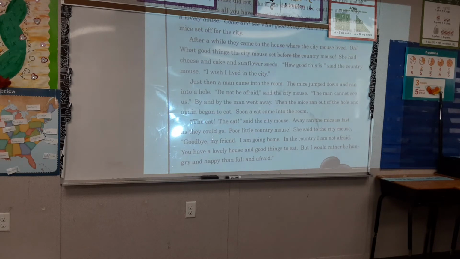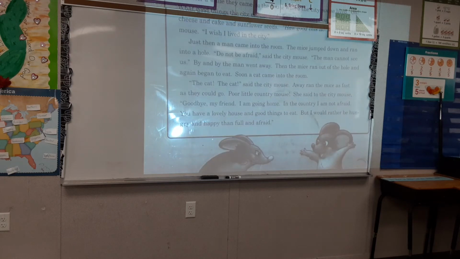Soon a cat came into the room. "A cat! The cat! The cat!" said the City Mouse. Away ran the mice, as fast as they could go. Poor little Country Mouse. She said to the City Mouse, "Goodbye, my friend. I am going home. In the country, I am not afraid. You have a lovely house and good things to eat, but I would rather be hungry and happy than full and afraid."